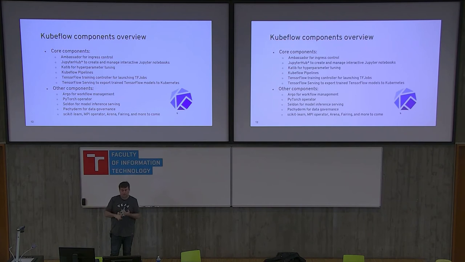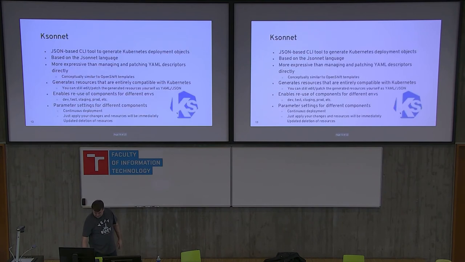There's Argo, another Kubernetes ecosystem project that's used for workflow management. There's a PyTorch operator. There's Seldon. I'll talk about that in detail, and Pachyderm. Basically, the takeaway here is there's lots of different sub-projects, and there's a bit of overlap with some of these sub-projects, but the idea is each one contributes to this comprehensive machine learning platform that I was talking about earlier.